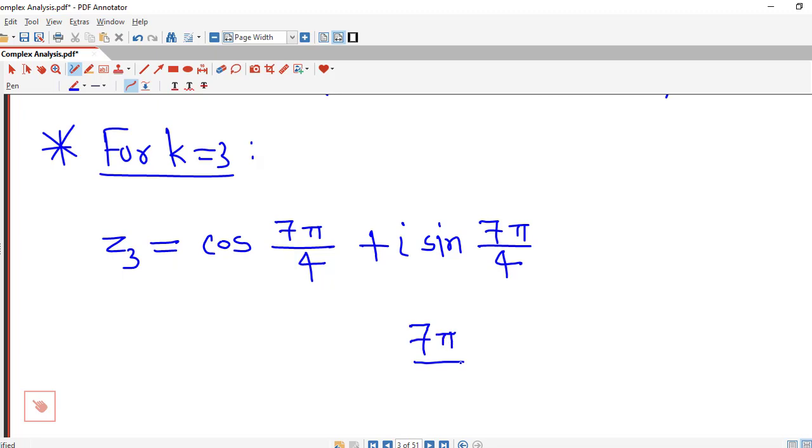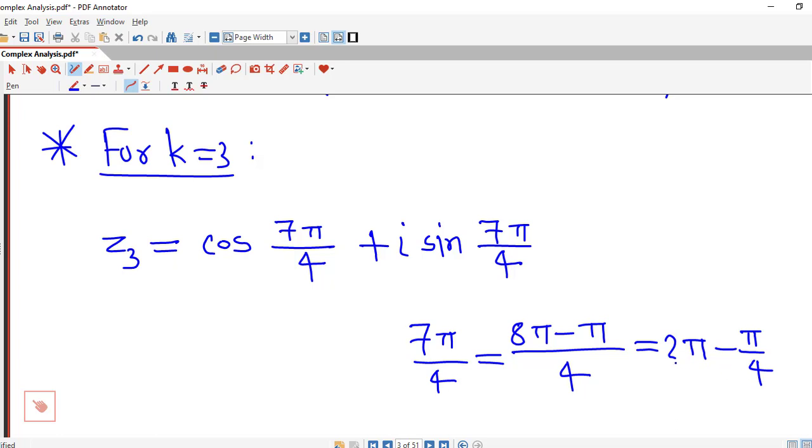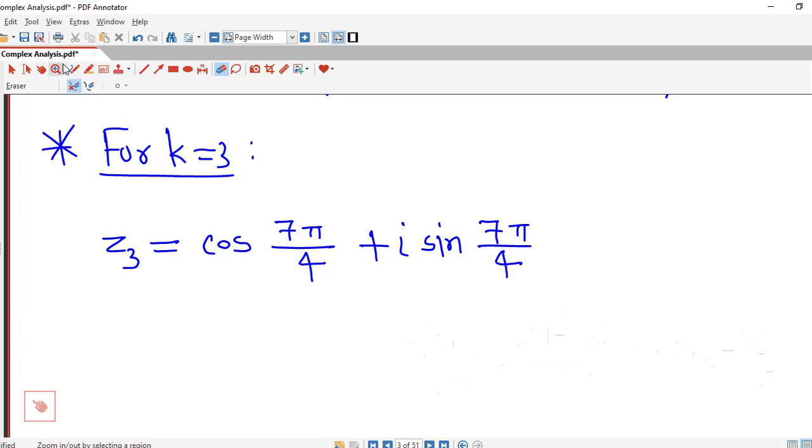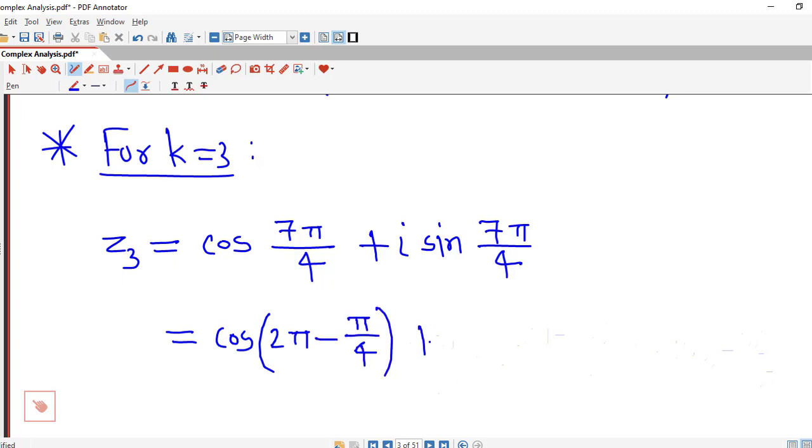Now we can write 7 pi by 4 as 8 pi minus pi divided by 4, and this we can rewrite as 8 pi divided by 4, that is 2 pi, minus pi by 4. We can verify: 4 into 2, 8 pi minus pi, that is 7 pi by 4. So 7 pi by 4 will be replaced by 2 pi minus pi by 4.